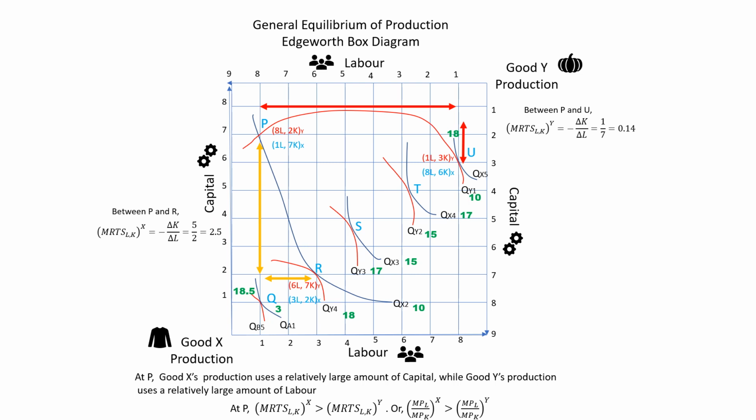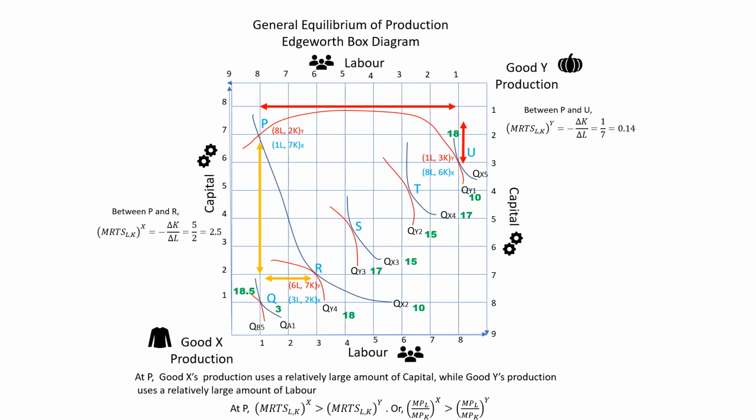So here again we have the Edgeworth box diagram. We have good X on the left hand corner, and good Y on the top right corner of the Edgeworth box diagram, and we have labor on the x-axis and capital on the y-axis. We have a total of 9 units of labor and also 9 units of capital that have to be allocated among the production of these two goods. So that is the question that we will be trying to answer.